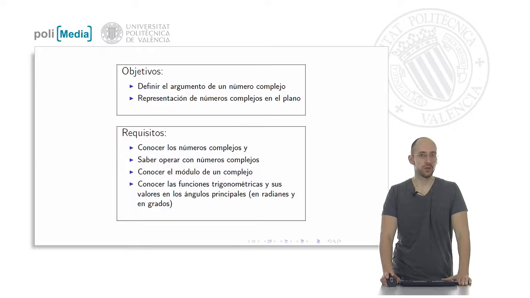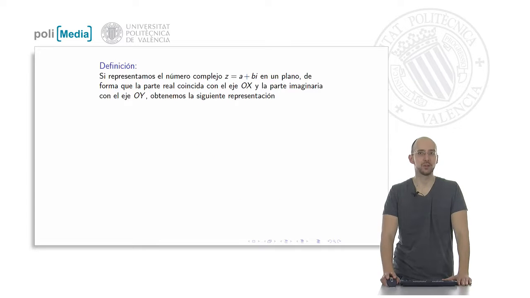We are accumulating concepts. They are to know what a complex number is, to operate with complex numbers, modulus of a complex number, and know how to handle the basic trigonometric functions such as sine, cosine, and tangent. We will work mainly in radians, although we will usually say the equivalence in degrees.